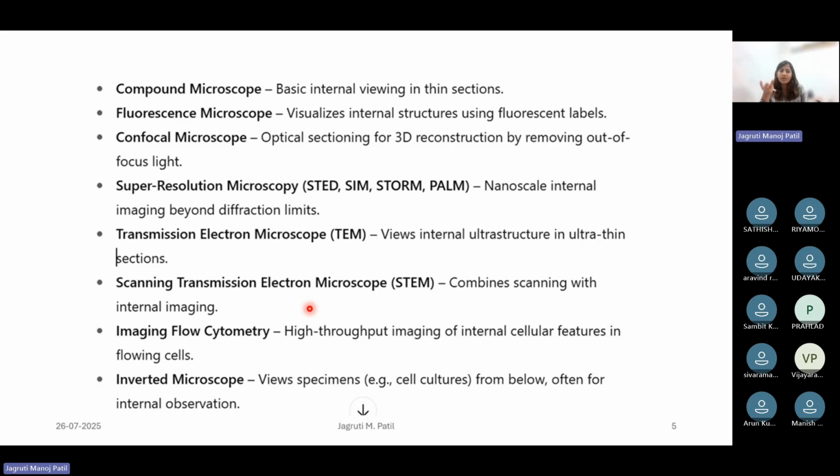If things don't work out, based on if they want to see the surface morphology, they'll go to SEM. If they want to see some internal structure, to an extent where they want to visualize that microstructure, then they'll go to TEM. Not every time do we go to TEM.